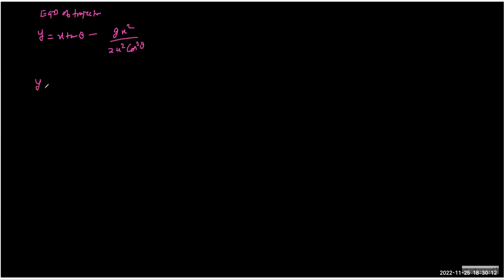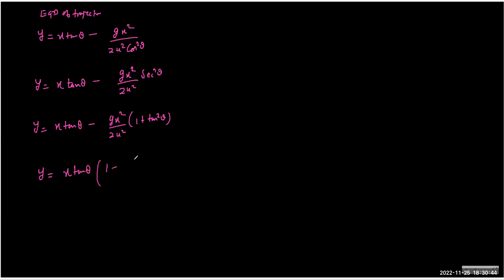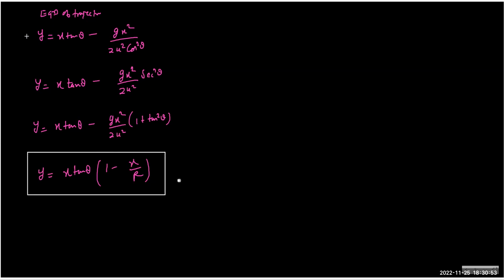Sometimes you can also write as x tan theta minus gx square by 2u square, and cos square we can write as sec square theta, and this will give you the freedom of writing the answer in terms of tan only. Sometimes we write like this also, sometimes we write like x tan theta (1 minus x by range), right? This is also very, very important for us to remember, because from here we can derive some other formula.